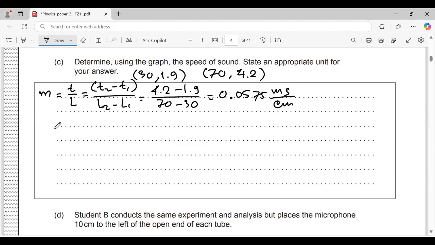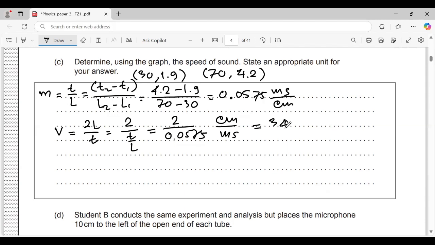Now, how about the speed? Speed, or velocity, is 2L over t, or it is 2 over t over L. So 2 over this number, 0.0575, becomes centimeters per millisecond. If you calculate this 2 over 0.0575, the result is 34.78 centimeters per millisecond.